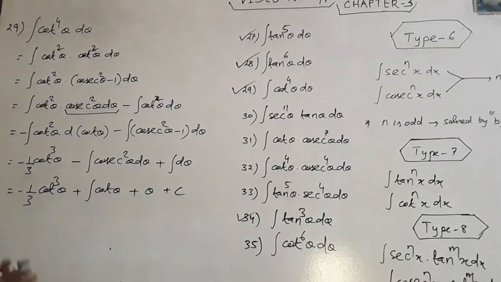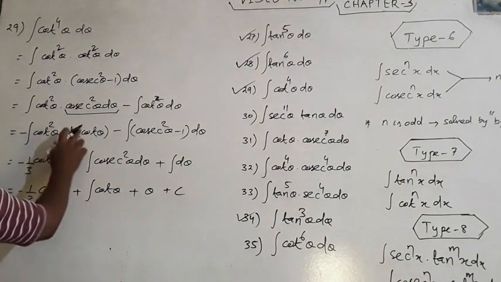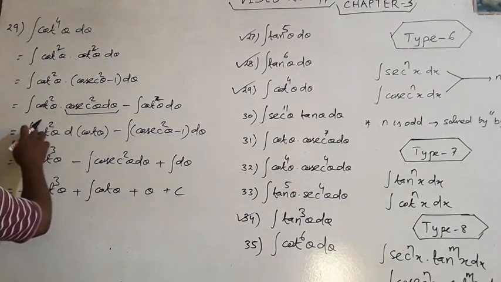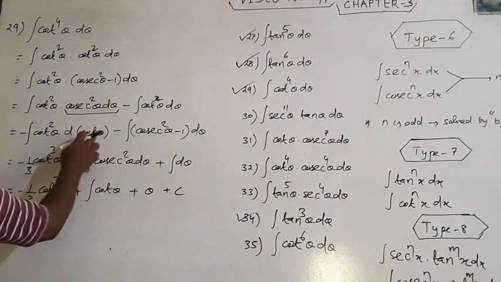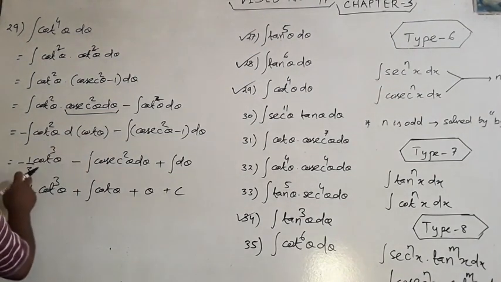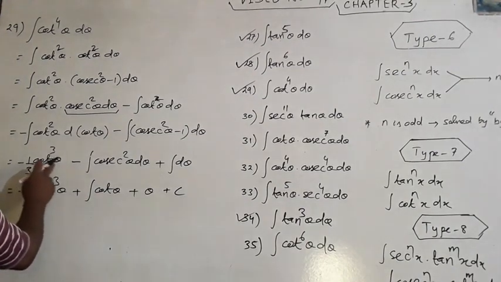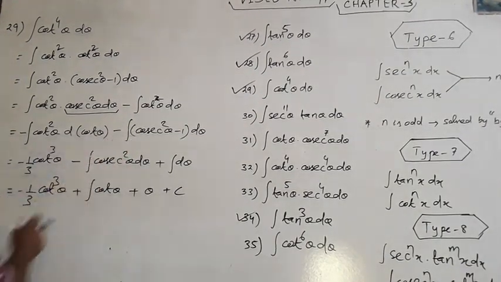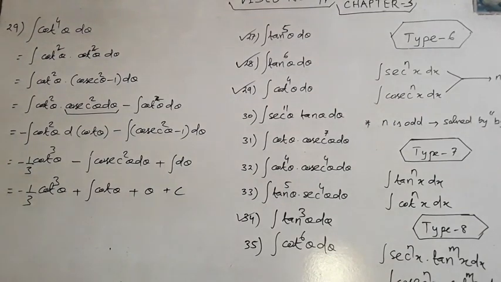Now same principle, whatever the power square, its derivative. So what will it be? 1 by 3 cot theta to the power 3 minus here cot square theta d theta plus d theta. It is minus cot theta. So minus, plus theta, plus theta.